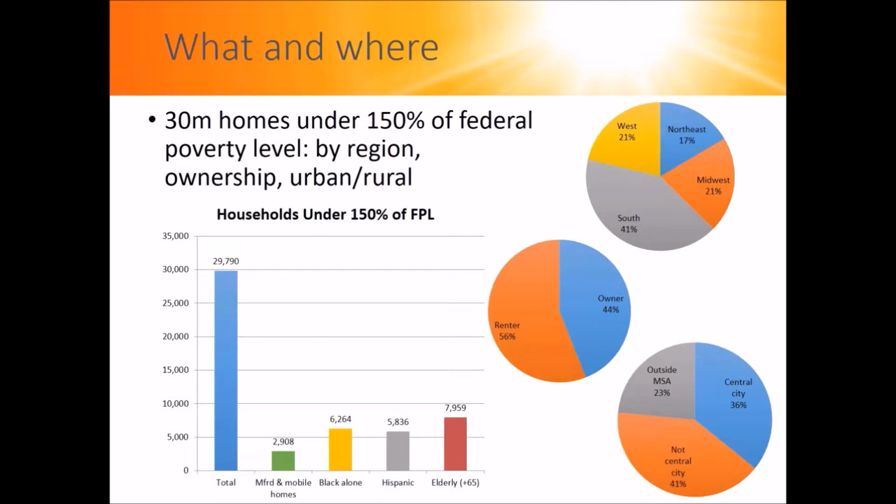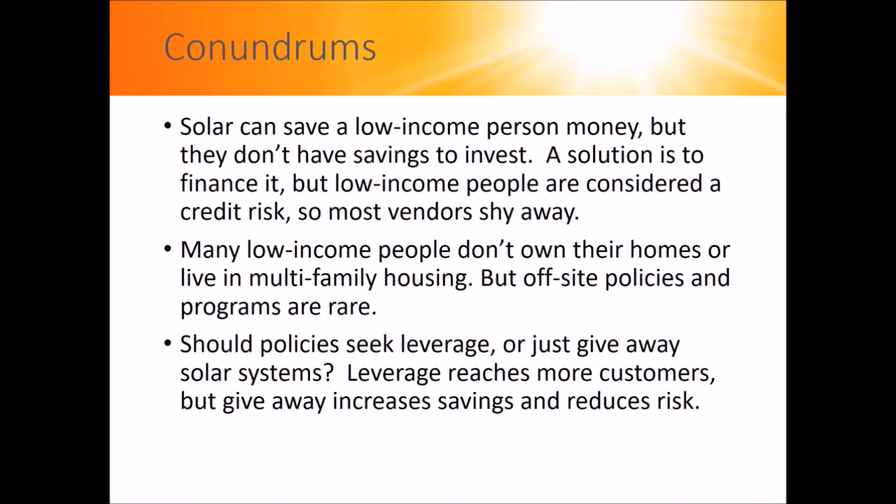So of the 30 million homes that are under 150% of the federal poverty level, that number, 150%, is the number generally used for eligibility for the Low-Income Home Energy Assistance Program, LIHEAP, which is the largest national program for energy assistance. So considering that level, there are about 30 million homes, slightly more renters than owners, as I mentioned, more in the south than in other regions, and more in cities, central city and suburbs, than in rural areas, although still quite a large number in rural areas. So that's the universe of low-income households that we're talking about.